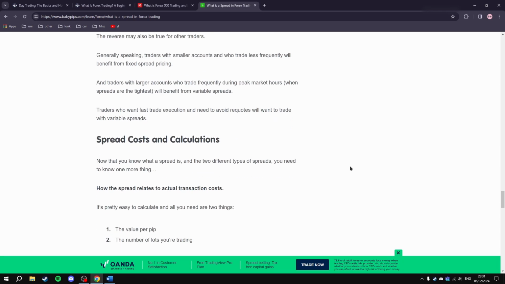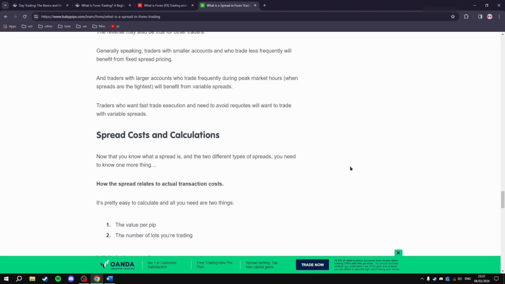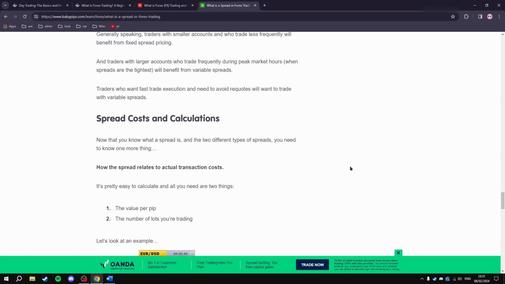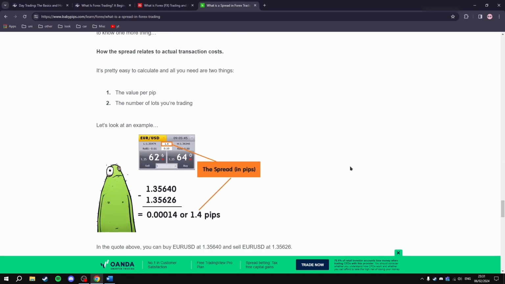Spread cost and calculations. Now that you know what a spread is and the two different types of spread, you need to know one more thing: how the spread relates to the actual transaction costs. It's pretty easy to calculate, and all you need are two things: the value per pip and the number of lots you're trading. Let's look at an example. The spread in pips is 1.4 because 1.35640 minus 1.35626 equals 0.00014, or 1.4 pips, the spread in pips.